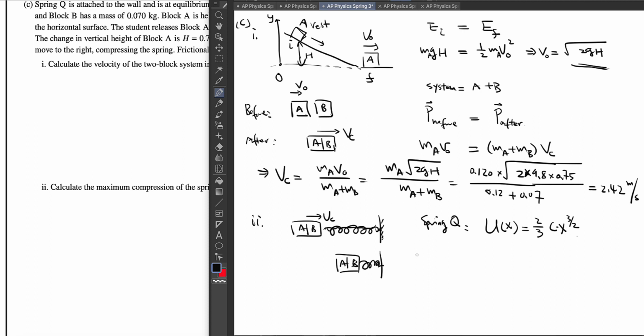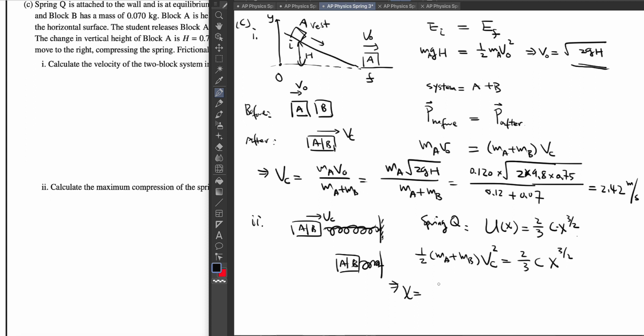So we can write down 1/2 (MA plus MB) VC squared equals 2/3 C x to the 3/2. Then we can calculate the x value. You need to collect all the terms, like move 3 to the left side, 2 to the downstairs, and then divide by C, right?